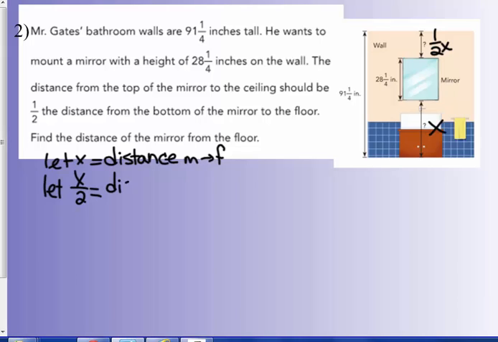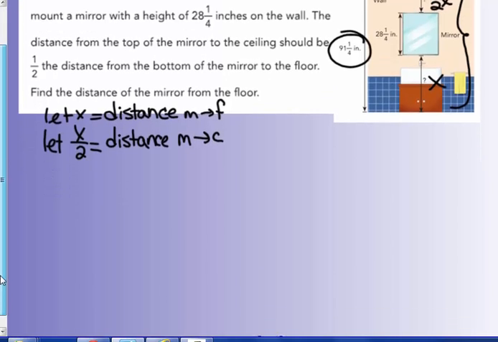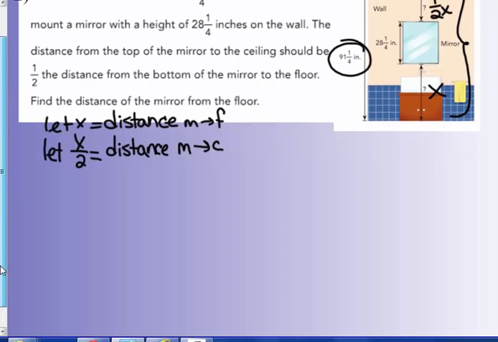This is the distance from the mirror to the ceiling, and I drew it in the picture. So I can see in this picture that from the ceiling down, I have half of an x, I have 28¼ inches, and an x. And all together, that has to equal my total distance, 91¼. So we've got some fraction work to do here.